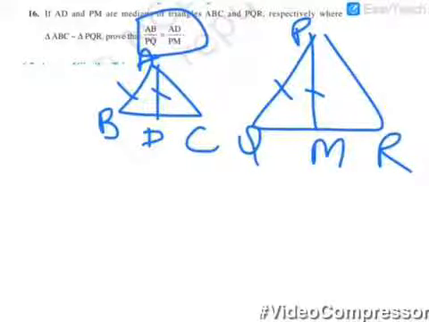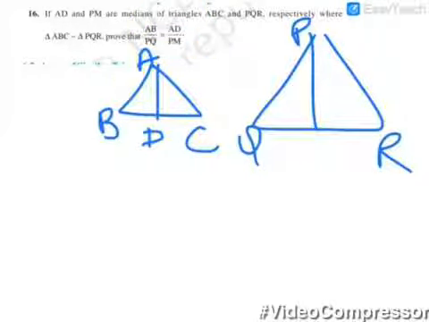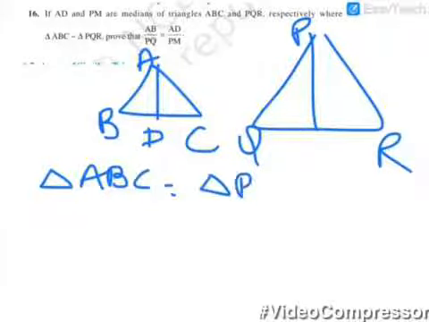So here the requirement is AB by PQ is equal to AD by PM. So when can we say that these two sides are proportional? Only when you take this triangle, that is PQM and ABD, and prove that both are similar. Now let's see, it is given that triangle ABC is similar to triangle PQR.